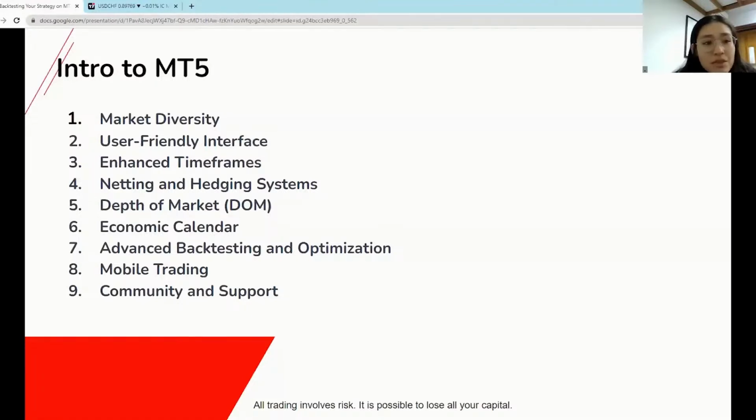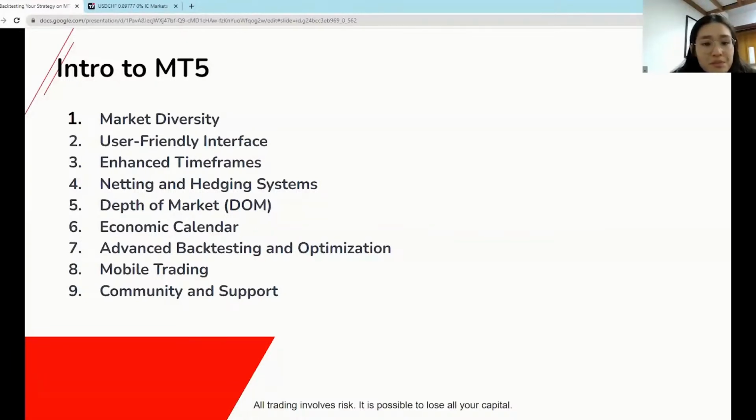Economic calendar. MT5 also incorporates an integrated economic calendar, providing you with important economic events, news releases, and their potential impact on the financial markets. This feature helps you stay informed about key market moving events and adapt your trading strategies accordingly.